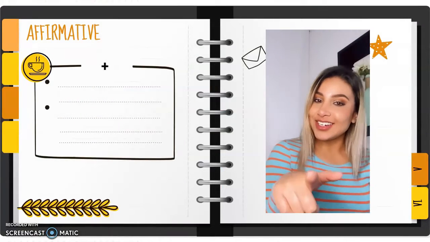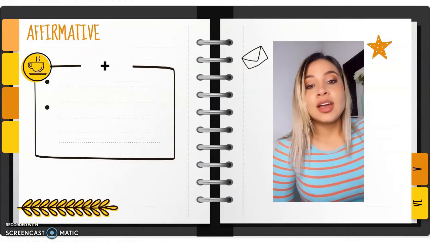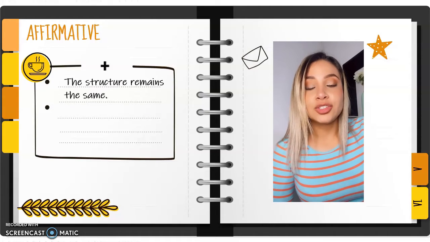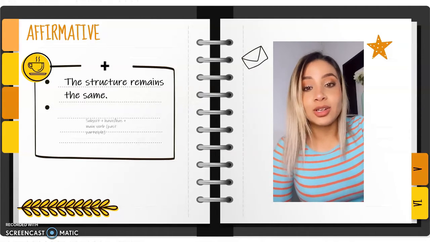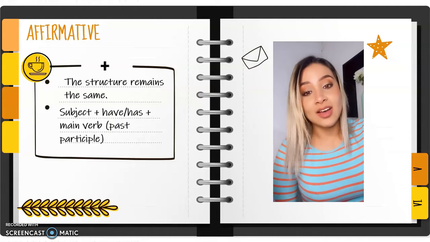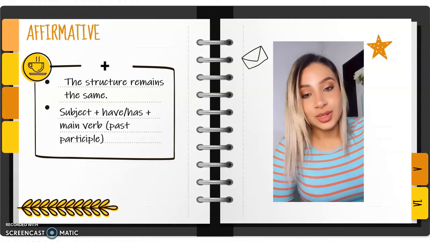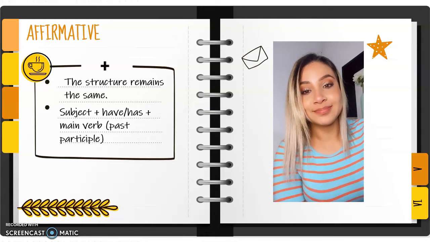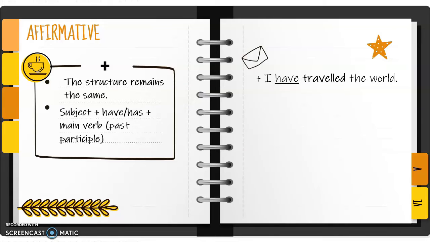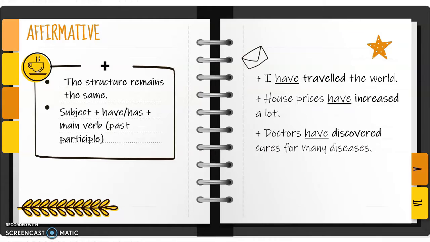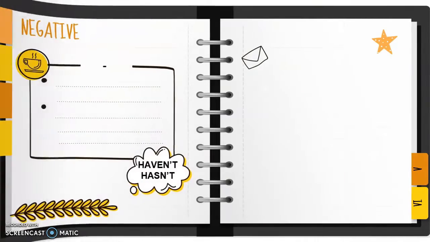So let's get back to the structure. And just for you to know, in affirmative sentences, the structure remains the same. That means that it goes like subject plus have or has plus the main verb, which is going to be in past participle. Here are the examples. I have traveled the world. House prices have increased a lot. Doctors have discovered cures for many diseases. Sam has worked here for 7 years.